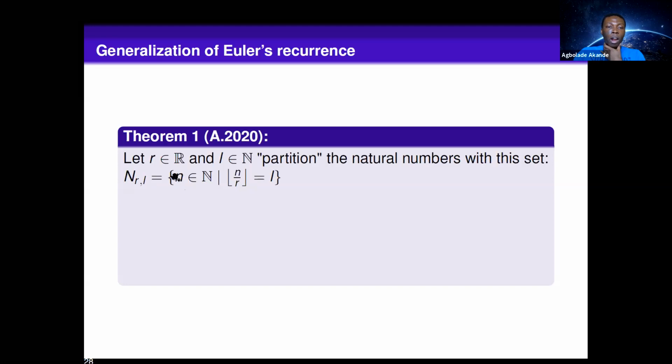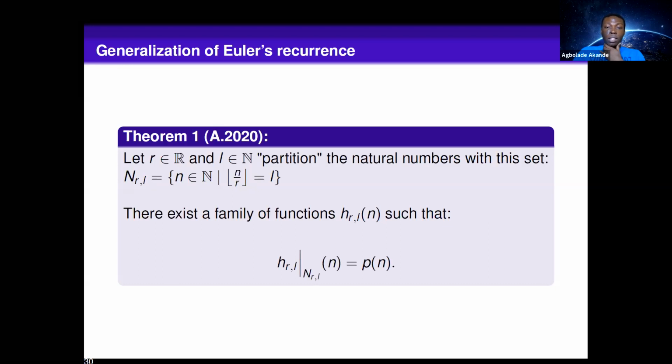So our n here depends on both r and l. So it turns out there exists a family of functions, which I'm going to call H sub r,l of n, such that this is true. H sub r,l, when restricted to this set, will actually equal p of n.